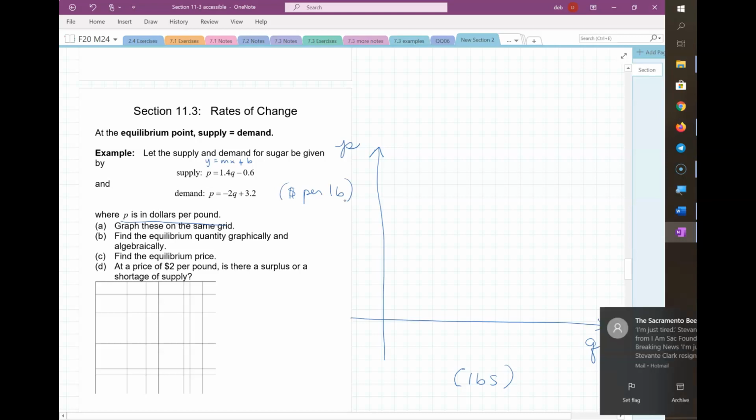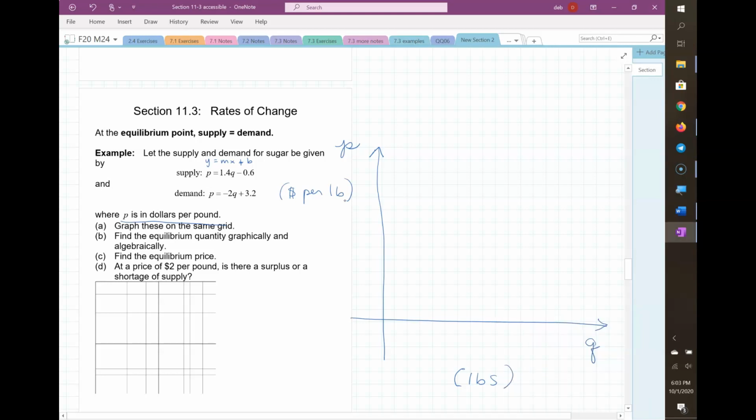So remember always that it's dollars per pound. It's not total dollars. Okay, so for the supply, I have a negative y-intercept. So I actually start down here below the q-axis, and then I have a slope of positive 1.4. So this is P equals 1.4Q minus 0.6, and this is supply. So let's pause for a moment and think about whether this line makes sense, how it looks.